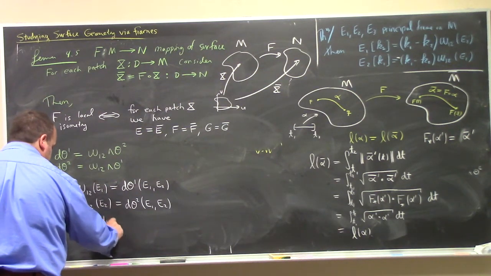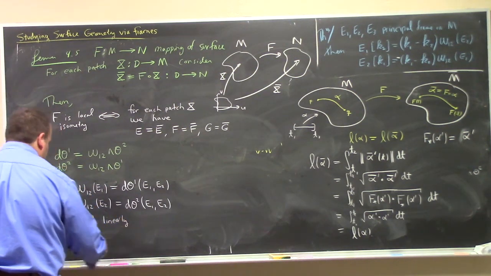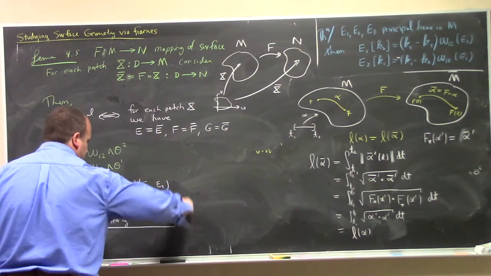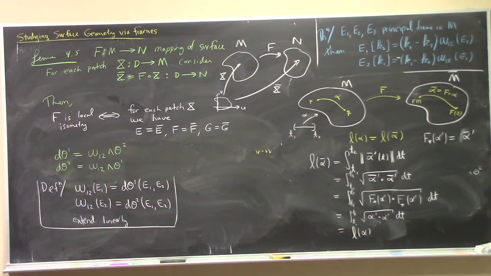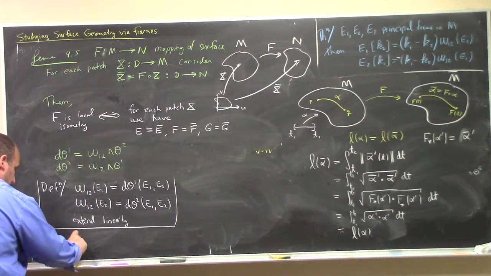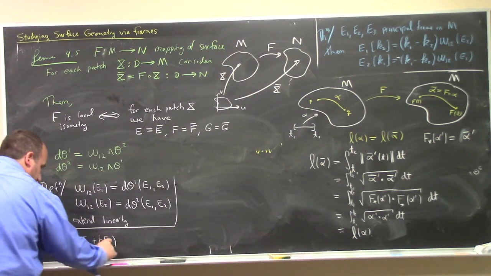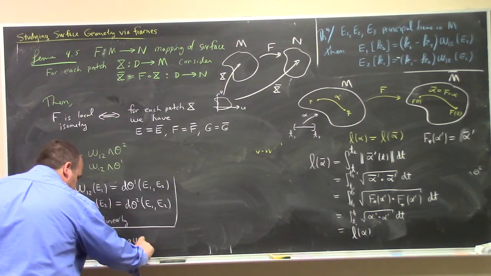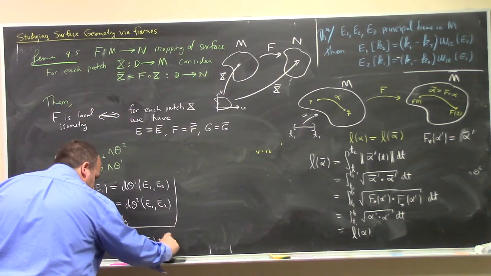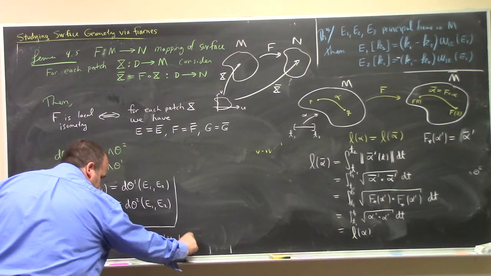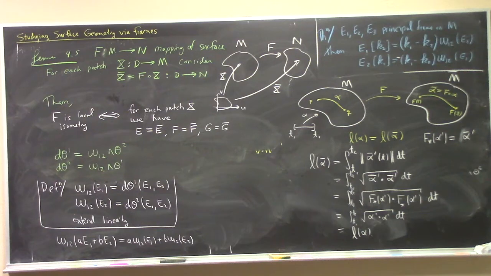Do you know about this? Extend linearly? If you define a linear transformation on the basis, then you can extend linearly. Like if I told you omega 1, 2 of A E1 plus B E2, what would you do? You just do A times omega 1, 2 of E1 plus B times omega 1, 2 of E2. That's extending linearly. You already know what the values omega 1, 2 of E1 and omega 1, 2 of E2 are, so you can do it.